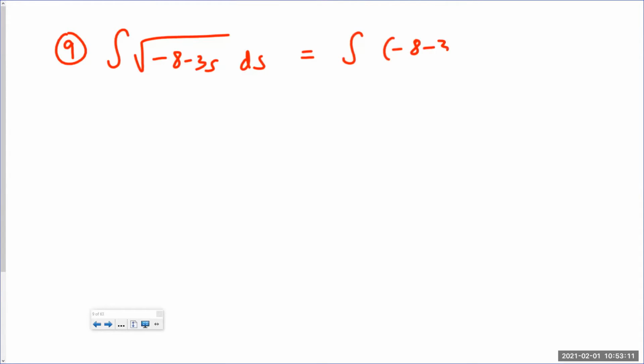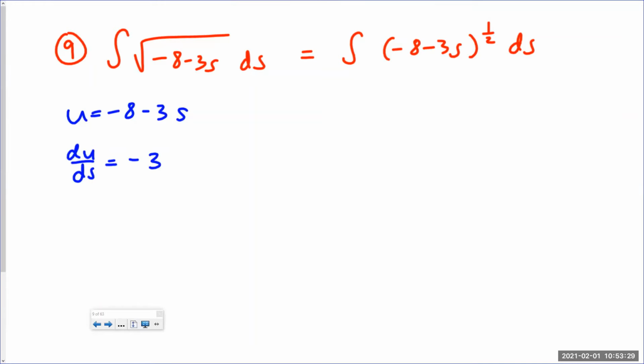Okay, so the integral of the square root of -8 minus 3s ds. If you have a square root sign, you want to change that to raised to the 1/2. Be careful. Students would change it to -1/2. Make sure you change it to +1/2. This right here tells you what your u is because it's in parentheses. Now your u is not always in parentheses, but a lot of times it is. If you take the derivative of this, you get -3.